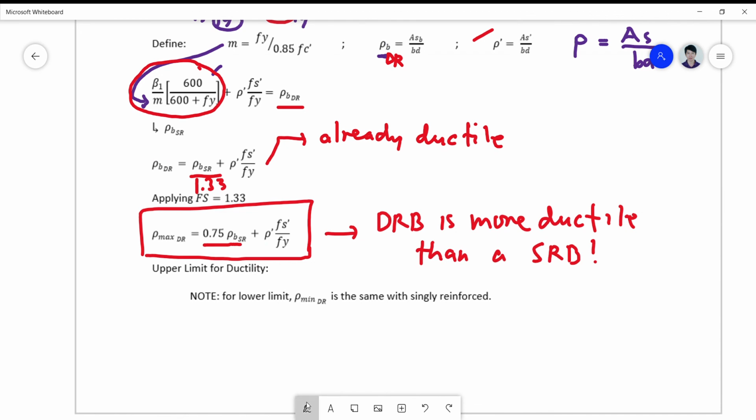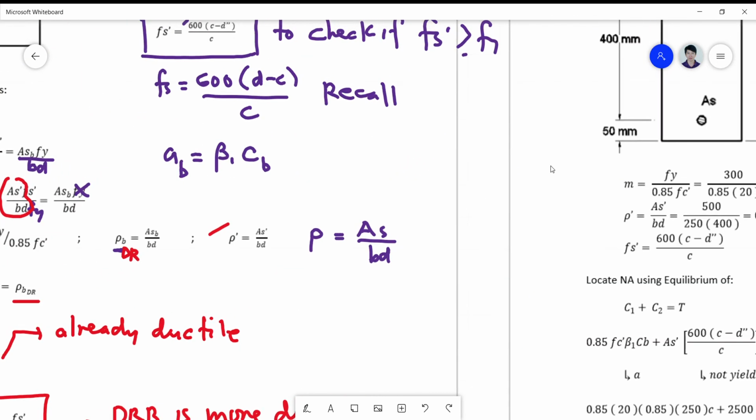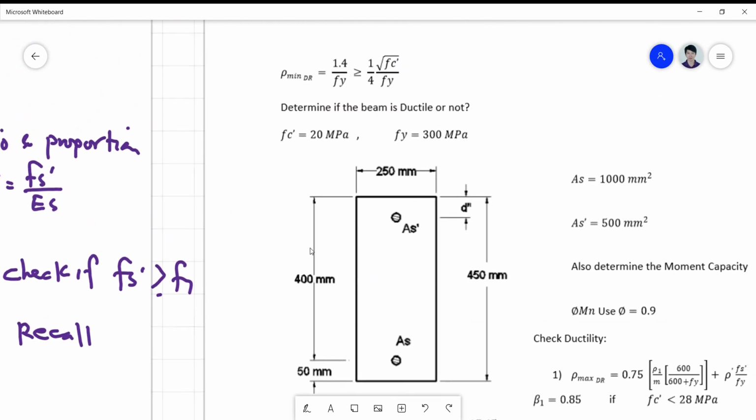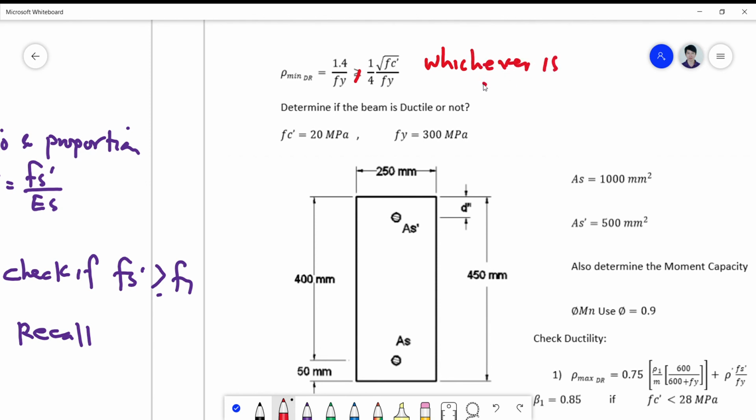Okay, so note that for the lower limit, the rho minimum for double reinforced is the same with that of the singly reinforced. Okay, so this is the one that I'm referring to. So this is whichever is greater.